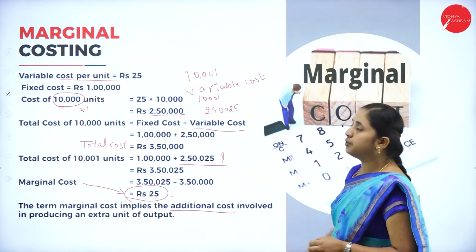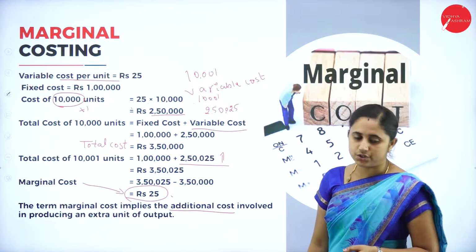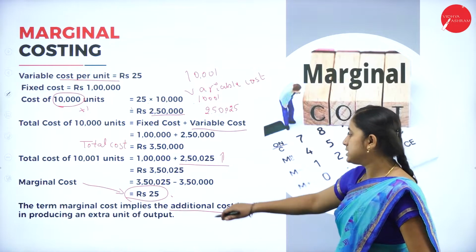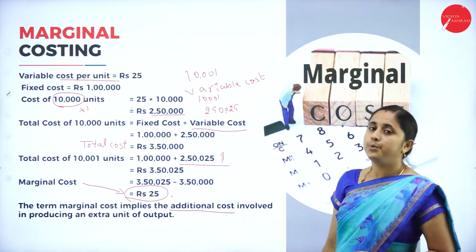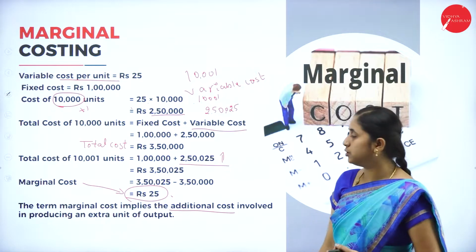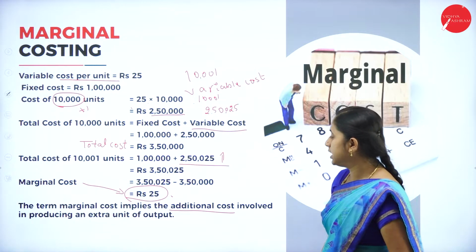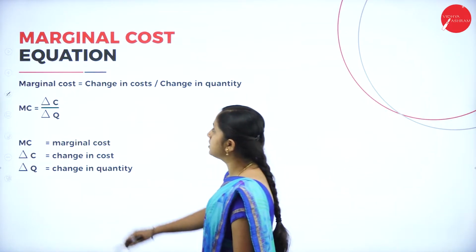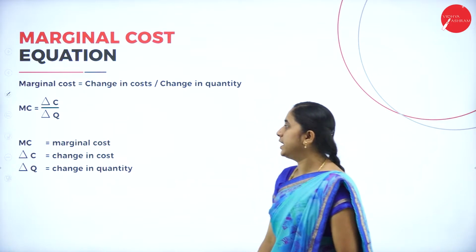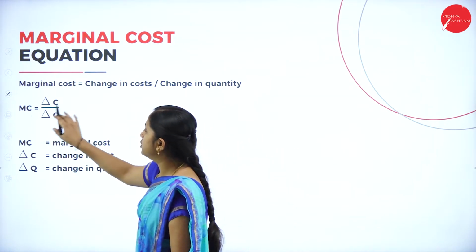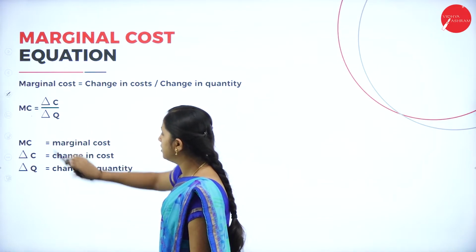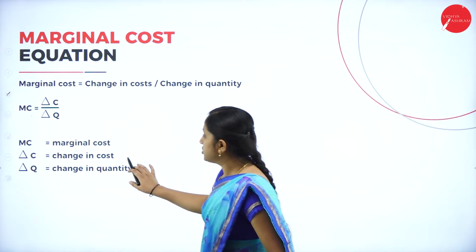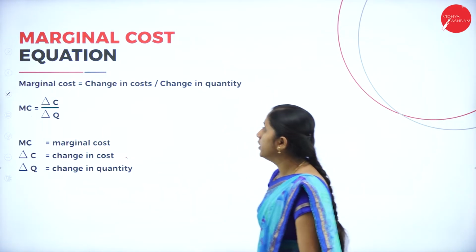So, depending on the number of units, variable cost will change. It depends on the number of units produced. The marginal cost implies the additional cost involved in producing one extra unit of output. Marginal cost formula: marginal cost is equal to change in cost divided by change in quantity. To know the marginal cost, we need the change in total cost and the change in quantity.